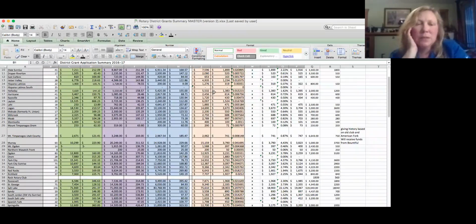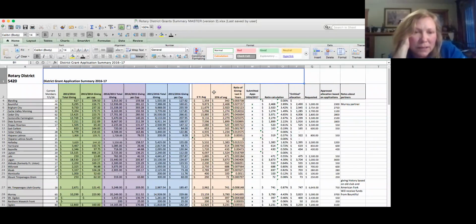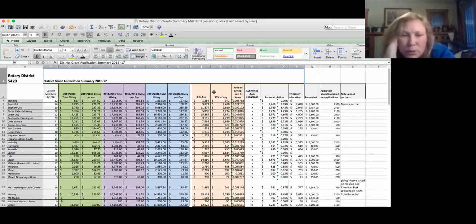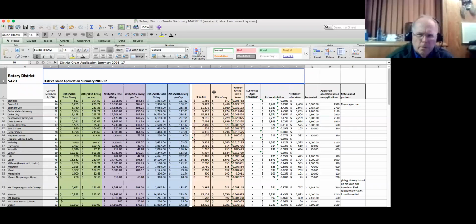This is the tool. You see on the left-hand side, we have all the clubs listed. On July the 1st, I went in and put in the current club membership. Then I listed the total giving, and because I already had it in the spreadsheet, it automatically calculates the giving per capita based on the club membership. You're talking about a 3-year average?